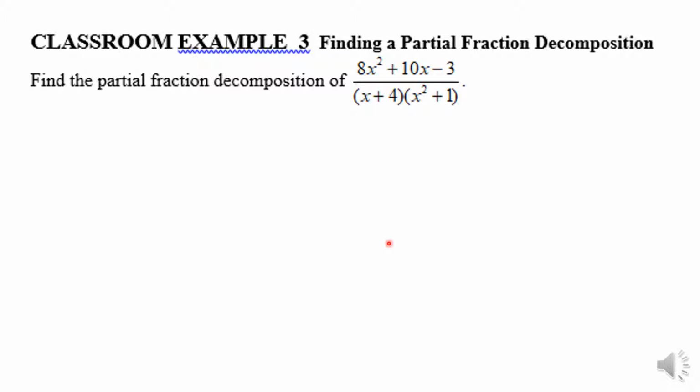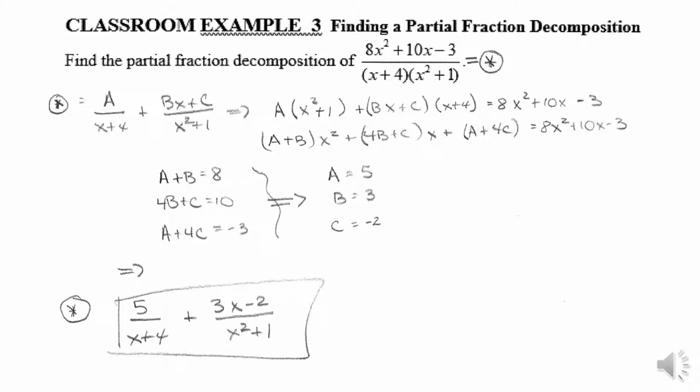Here's another example. This one is featuring a linear factor and an irreducible quadratic factor. Let's pause the video and see how you do. So here is a solution. So I set this up. This is the form that it matches. Notice I put bx plus c over the irreducible quadratic form.